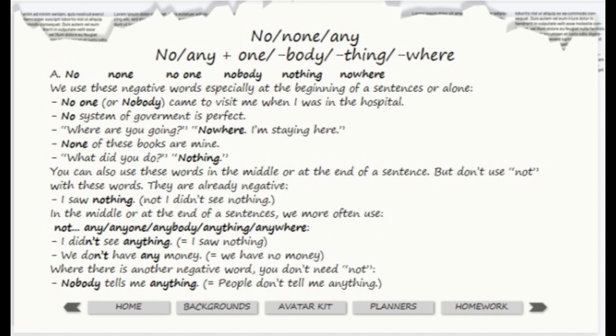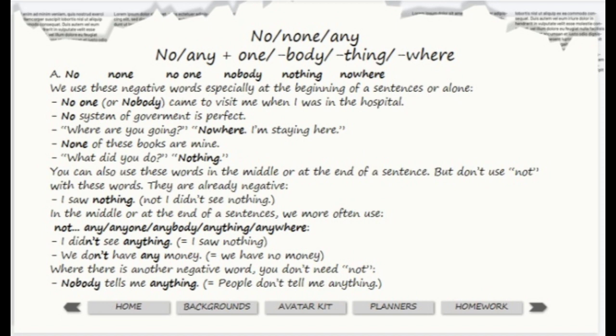You can also use these words in the middle or at the end of a sentence, but don't use not with these words. They are already negative. For example, I saw nothing. It means, not I didn't see nothing. So in the middle or at the end of a sentence, we more often use not with any, anyone, anybody, anything, and anywhere. For example, I didn't see anything. It means I saw nothing.